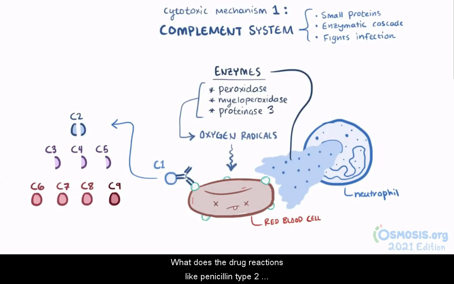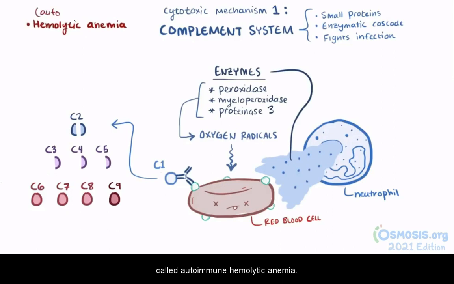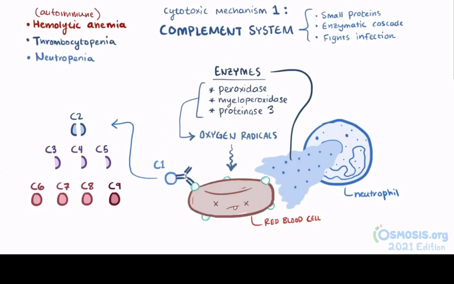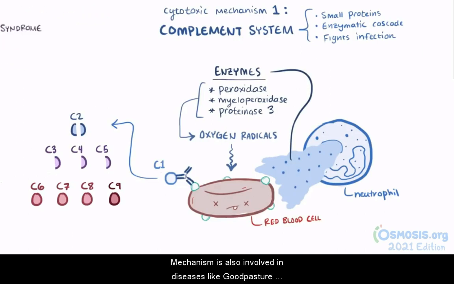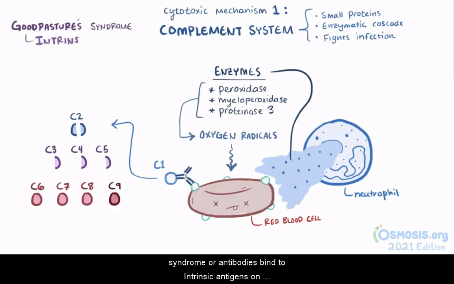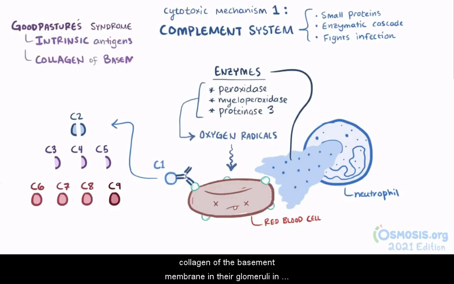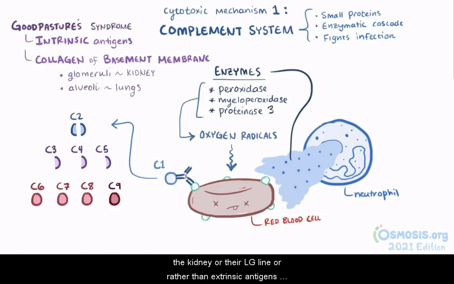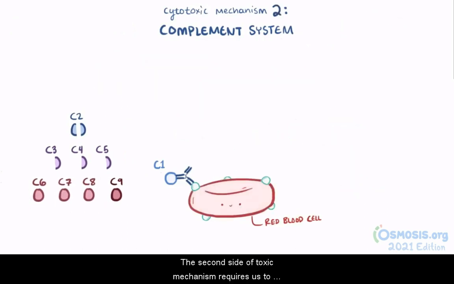When it comes to drug reactions like penicillin, type 2 hypersensitivity can result in hemolytic anemia, sometimes called autoimmune hemolytic anemia, as well as thrombocytopenia or neutropenia, since these are all blood cell types that are often affected. This mechanism is also involved in diseases like Goodpasture syndrome, where antibodies bind to intrinsic antigens on collagen of the basement membrane in their glomeruli in the kidney, or their alveoli in their lungs, rather than extrinsic antigens in the penicillin example.